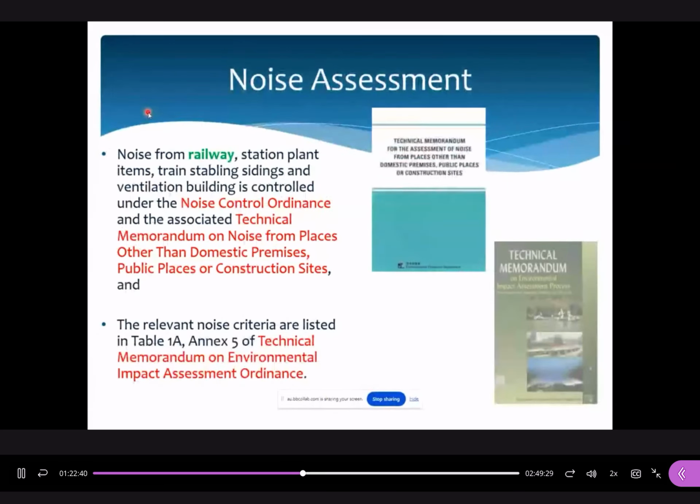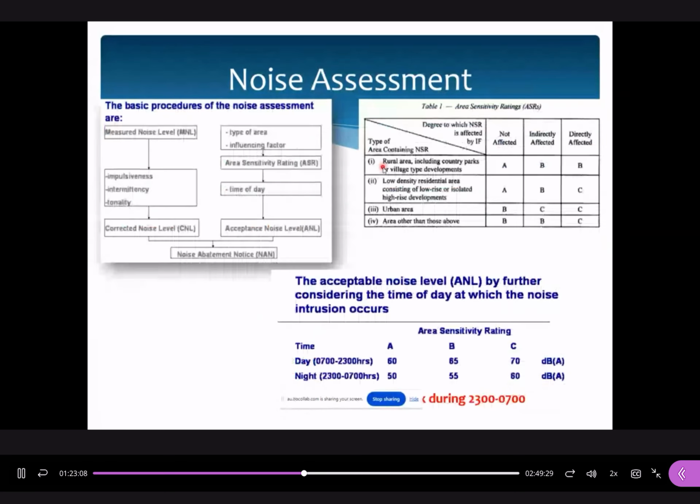To assess the railway noise level, as I told you before, we have several technical memoranda. To assess the railway noise, we may refer to the technical memorandum for the assessments of noise from places other than domestic premises, public places, or construction sites. And when you refer to the technical memorandum for the EIA process, they identify a simple way to do the assessments. The basic procedure is like this.